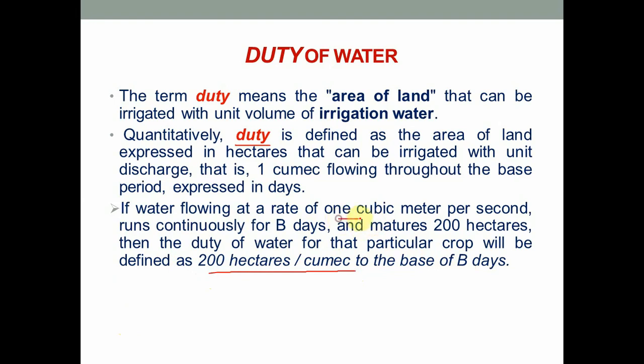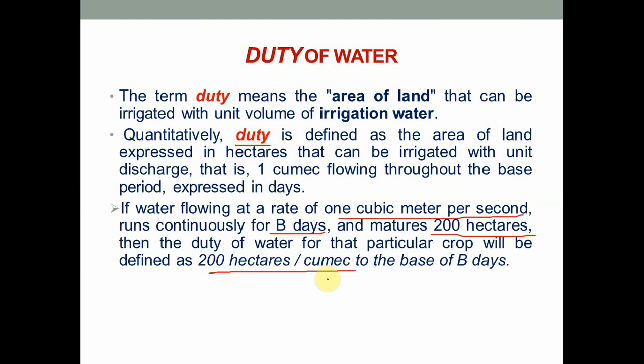Okay, now we'll see again, what is the rate of discharge. It is 1 cubic meter per second, or 1 cumec, and the water is running continuously for b days. It matures 200 hectares of crop. That means the discharge of water which you have provided has totally irrigated over 200 hectares. The crops in a total area of 200 hectares have received the water, and they have matured. That means the crops have grown from sowing to harvesting. Then the duty of water for that particular crop will be defined as 200 hectares per cumec.